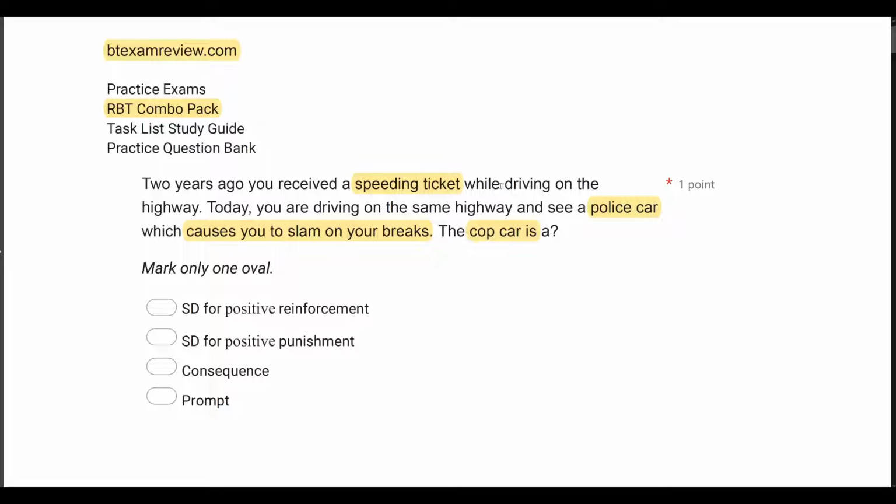If you see the police car and you continue speeding, the result is most likely that you will get a ticket. You will be positively punished for your behavior. The police car is not a consequence. It's an antecedent to this behavior. And it isn't a prompt, right? We have an antecedent and then a response. And this is whatever your response is. If you continue speeding, the consequence will be positive punishment. If you slam on your brakes, the consequence will be negative reinforcement. So ultimately, the cop car is signaling positive punishment is available.